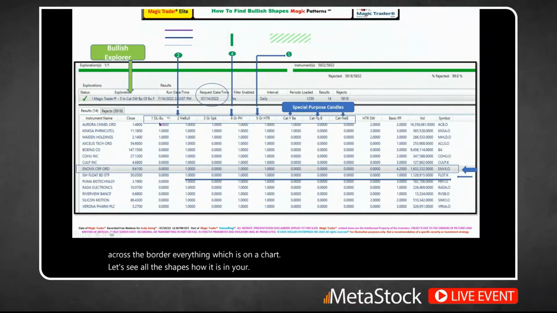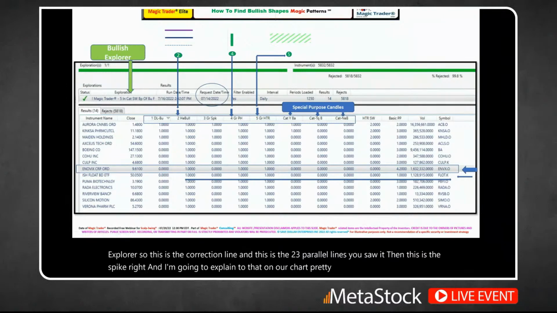Explorer. So this is a direction line. This is the 2, 3 parallel lines you saw. Then this is the spike, right? And I'm going to explain that on our chart pretty soon, all those symbols or shapes, whatever you want to name it. Then pure health, I explained to you.